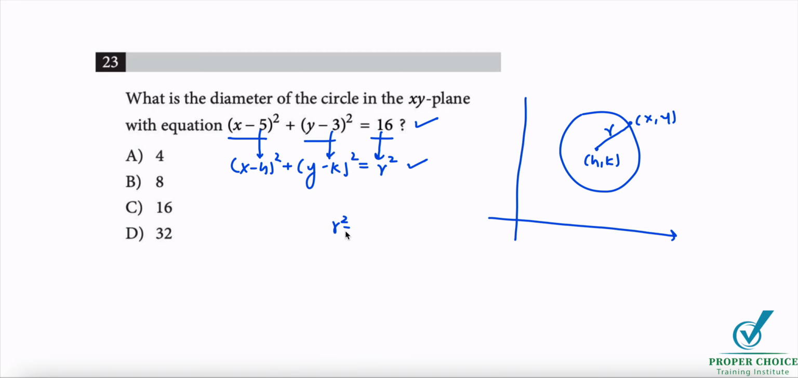So r squared equals 16. Take a square root on either side, or put it in Desmos, you get r as 4. r means the radius of the circle is 4. Now what is the diameter of a circle? Diameter is always double the radius. So diameter is 2 times r, which is 2 times 4. The diameter is going to be 8 units. So we go with option B.